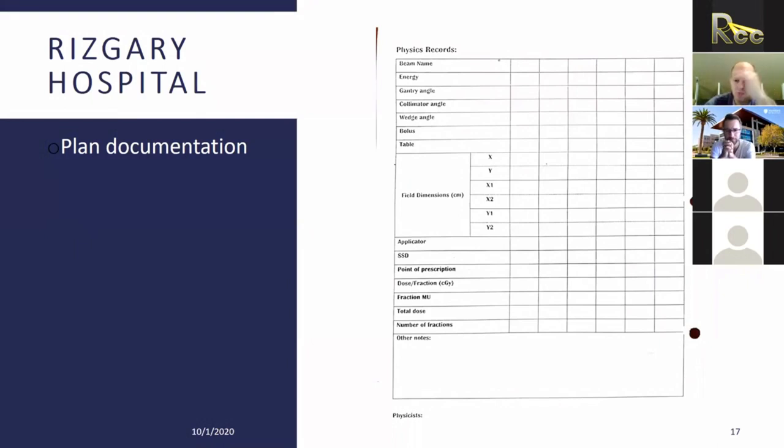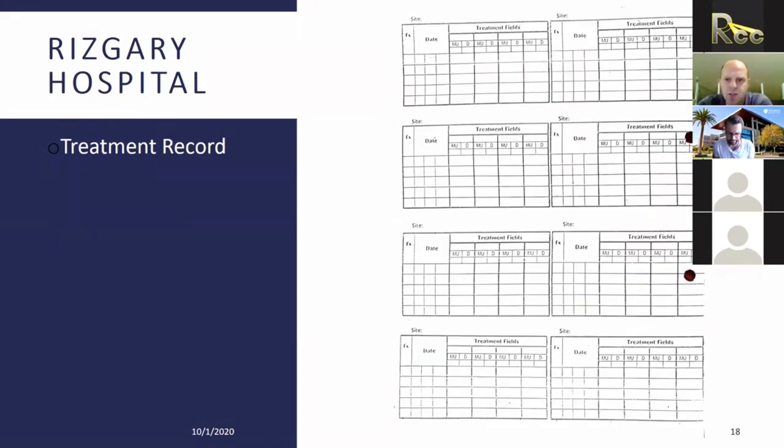Yeah, it's really good. All right, and then this looks like the treatment record that's recorded for each patient fraction. So the fraction number, the date, the fields, and some signatures. And it looks succinct. The only thing I would add again is maybe just allowing some space for the therapist to add any comments from day to day. But other than that, it looks fairly straightforward.